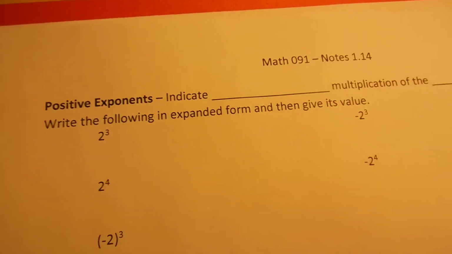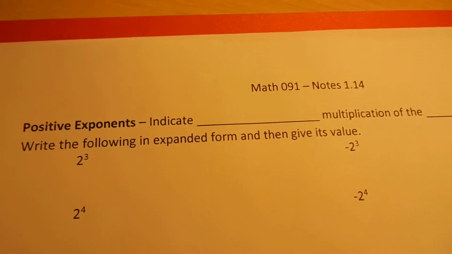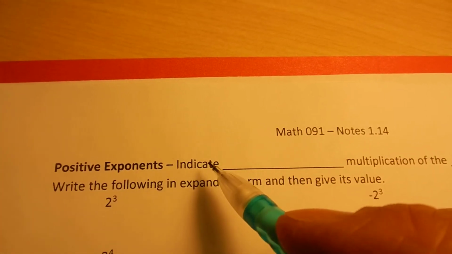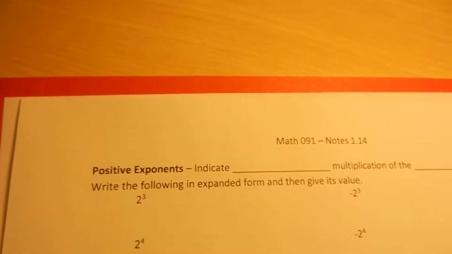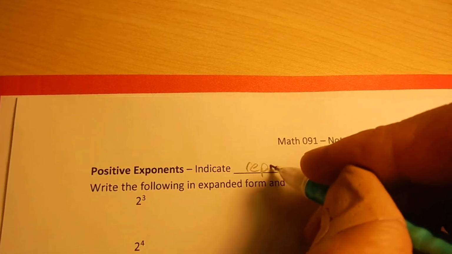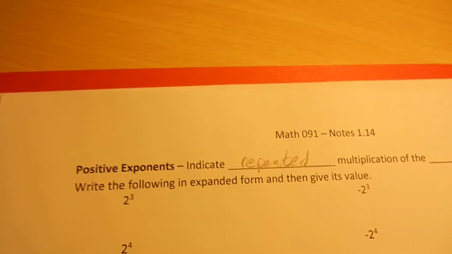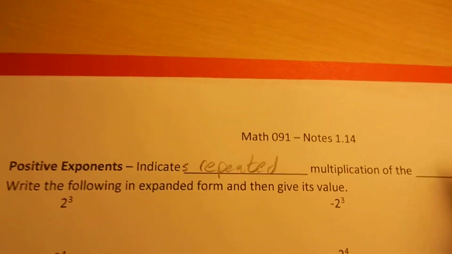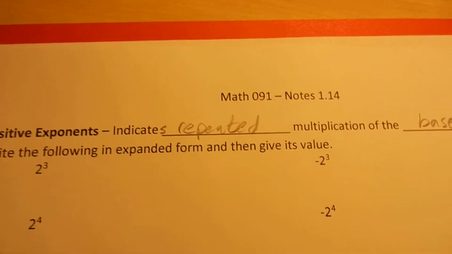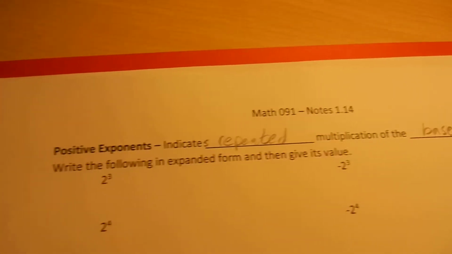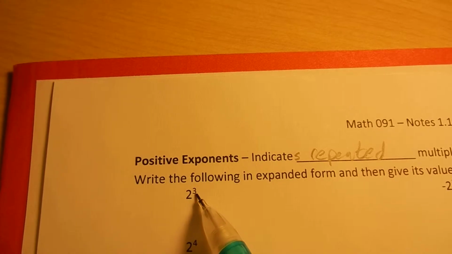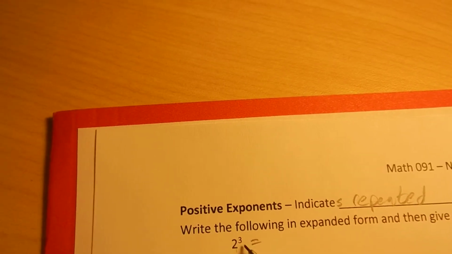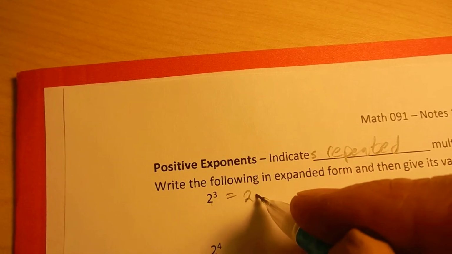I want to review for you the idea of exponents. It comes up a lot in math, but you should know this, that a positive exponent indicates a repeated multiplication of the base. And so let me give you an example here. So this exponent indicates a repeated multiplication of this base, and it's really saying 3 2's being multiplied together.